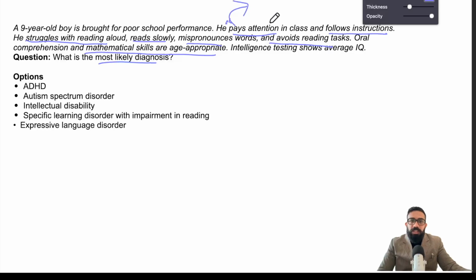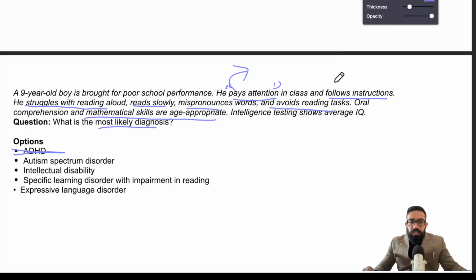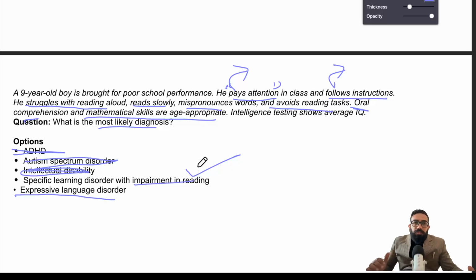If the question is saying that he pays attention, you should not be selecting ADHD. If he follows instructions and his social interaction is normal, then it's not autism. Okay, he's good at maths, that shows that it's not intellectual disability, and he is good with oral comprehension. Oral comprehension is good, that means it's not expressive language disorder. Now we are left with specific learning disorder with impairment in reading. So that's how they confuse you.